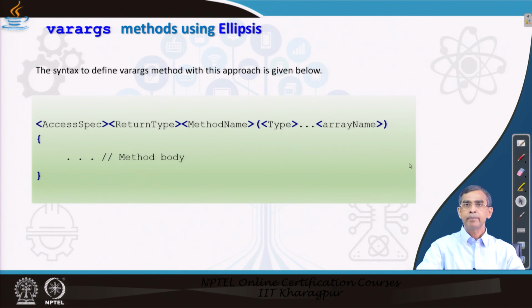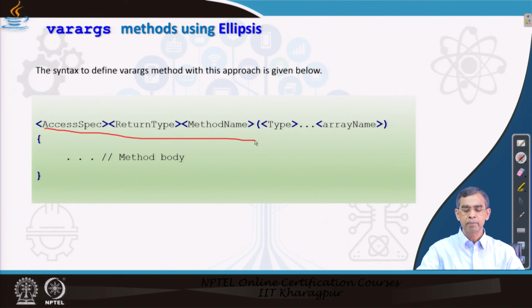Now, the next procedure is basically using ellipsis. It is an alternative approach, a better approach than the previous one. I will tell you exactly what syntax we can follow. This is, as usual, the same up to the method name, and this can be a generic type or a specific type, according to your own choice. It can be integer or it can be a generic type.